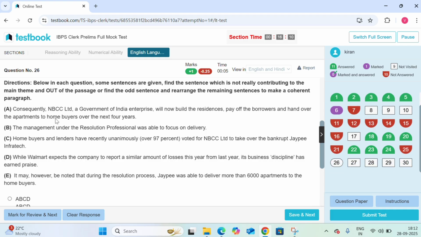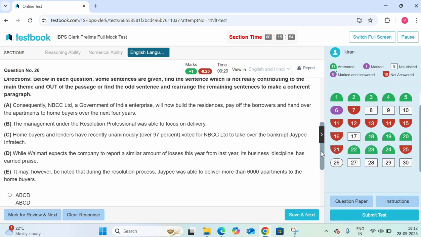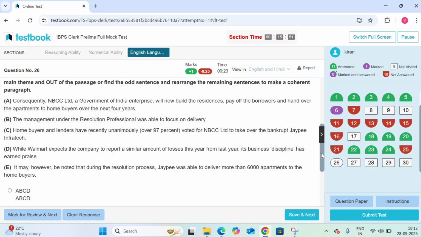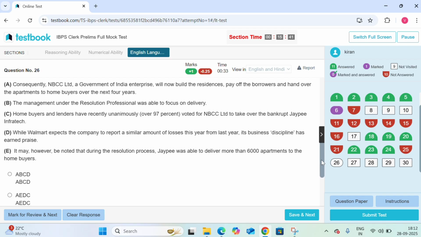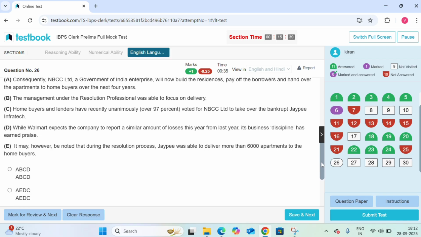Consequently, NBCC Limited, a Government of India enterprise, will now build the residence. The management under the resolution profession was able to focus on delivery. Home buyers and lenders have recently anonymously voted for the NBCC. This is about the NBCC company limited. While Walmart expected the company to report a similar amount of losses this year from last year, it may, however, the management was able to focus on delivery.